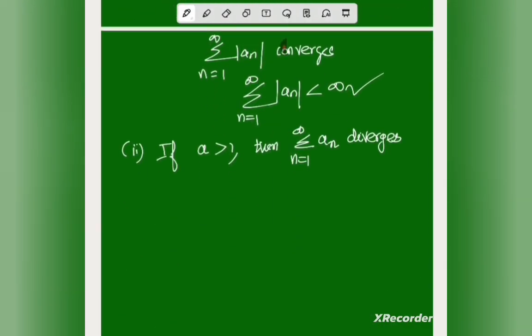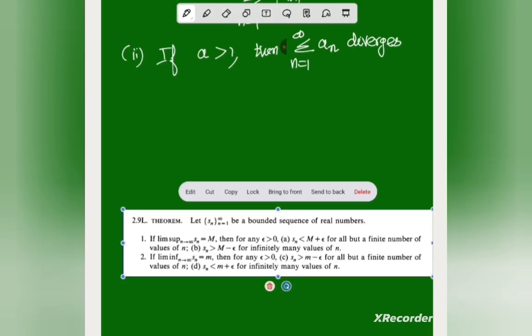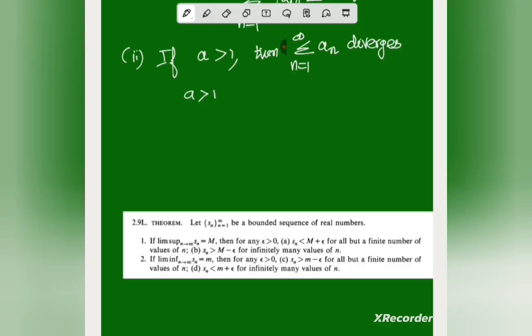Since a is greater than 1, I'm going to choose a value epsilon greater than 0 such that a minus epsilon is equal to 1. Since a is greater than 1, if you subtract something from a, you will definitely get the value 1. So choose such an epsilon, right?